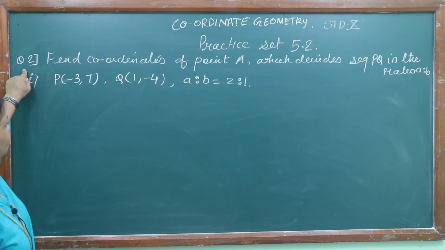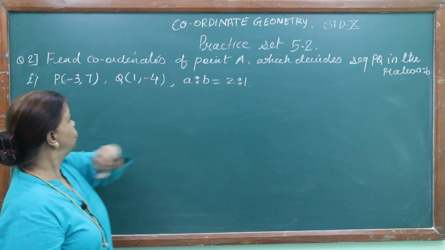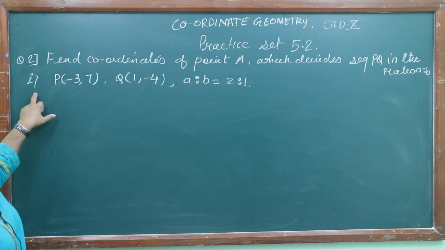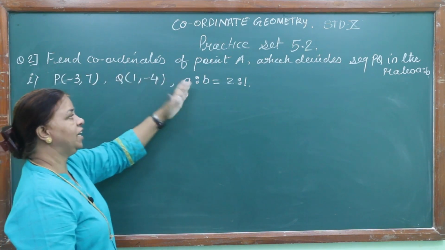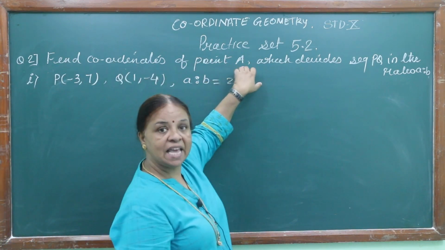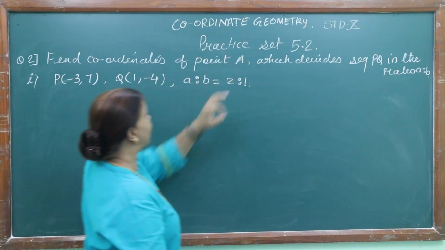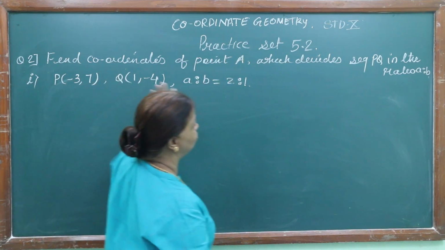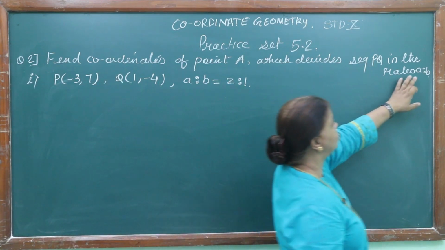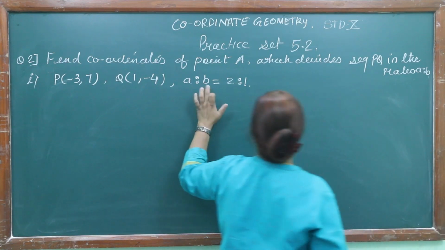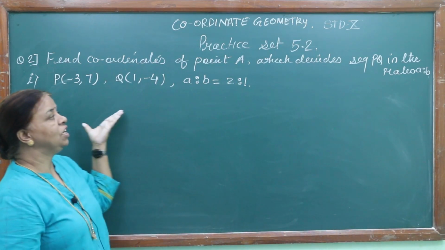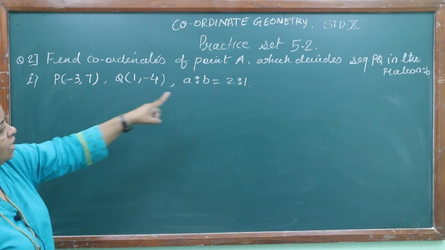Question 2 of practice set 5.2, sub question 1. We have to find the coordinate of the point A, and A is the point which is dividing the line segment PQ in the ratio A is to B, and A is to B ratio is given, and we need to find out the coordinate of the point A.